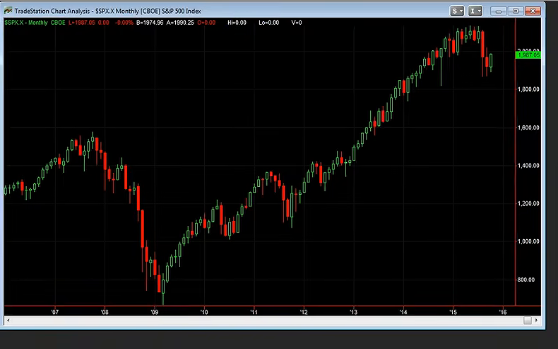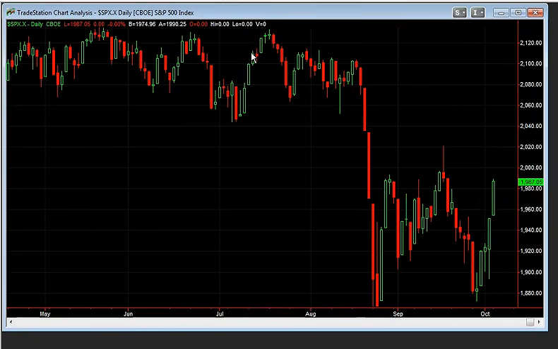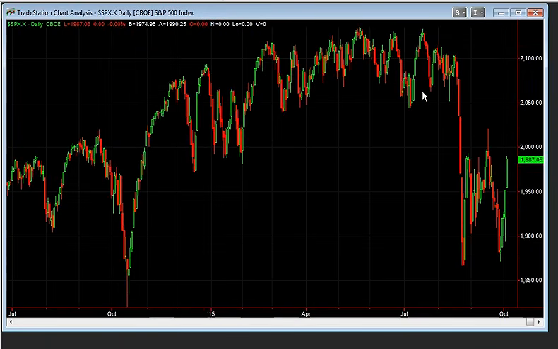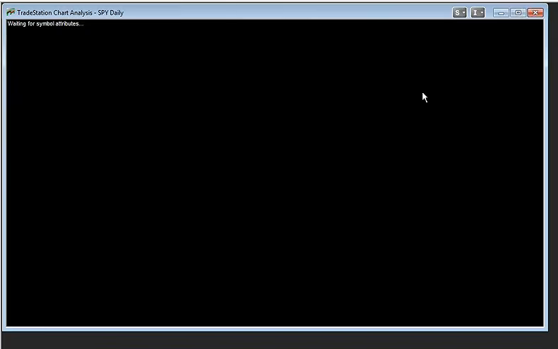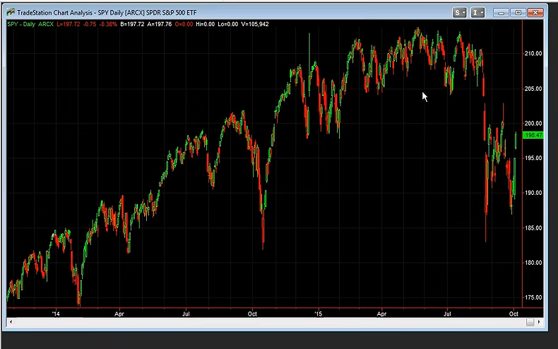So I have a simple chart. This is a monthly, but let's maybe go to a daily because I know that's probably a little bit more popular. So here's a daily chart of the S&P 500. And I'm also going to switch it down to the SPY ETF, which is actually tradable versus the SPX.